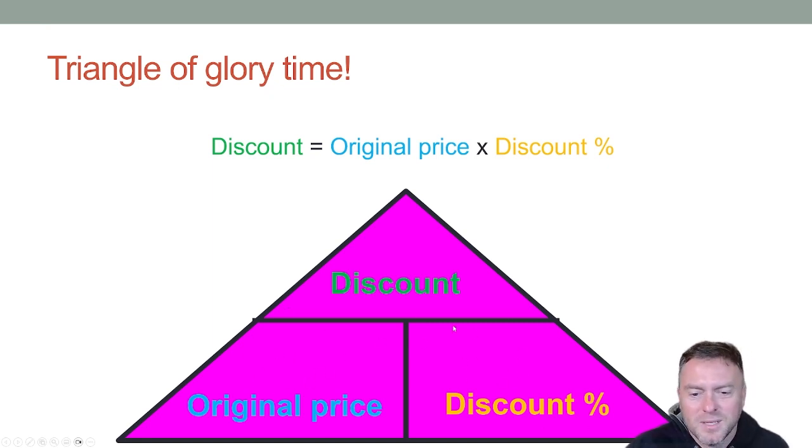So this gives us a useful tool if we want to work out what we need to divide or times together. So if I want to work out the discount as a percent, I do the discounted dollar value divided by the original price. If I want to work out the original price, I do the discount divided by the discounted percent. And then if I want to work out the discount, I can do the original price times the discounted percent.